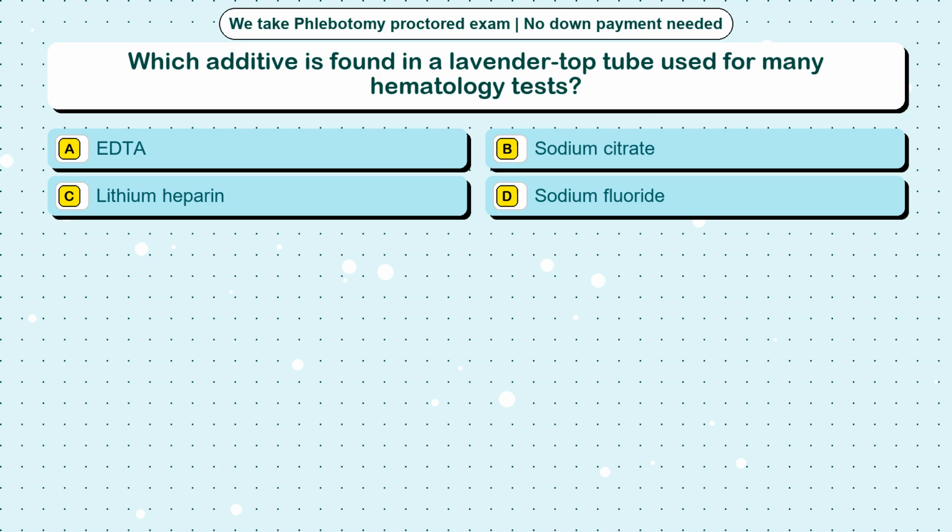Question 16. Which additive is found in a lavender top tube used for many hematology tests? Option A. EDTA. Option B. Sodium citrate. Option C. Lithium heparin. Option D. Sodium fluoride.